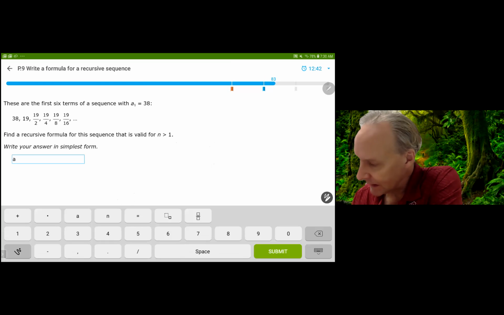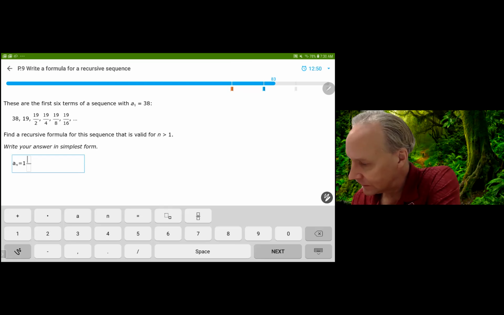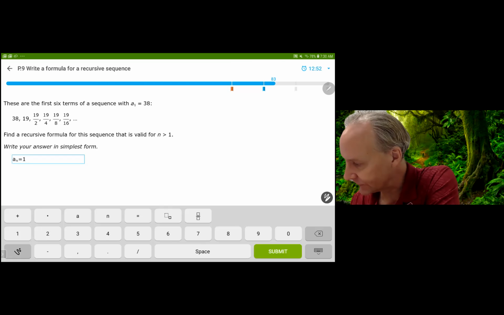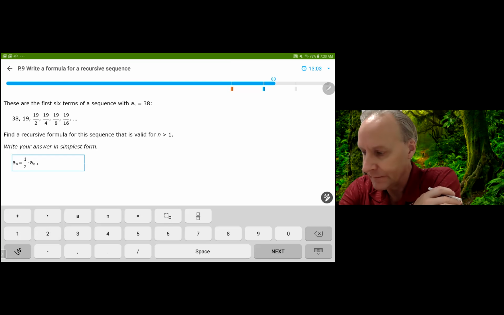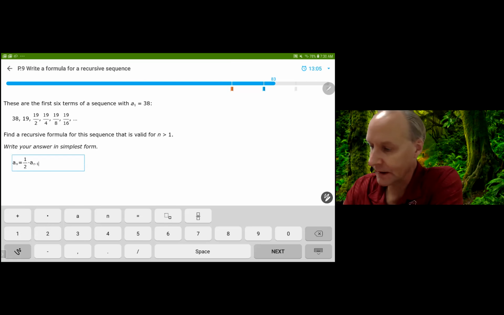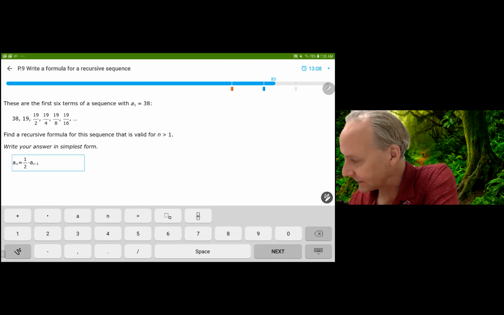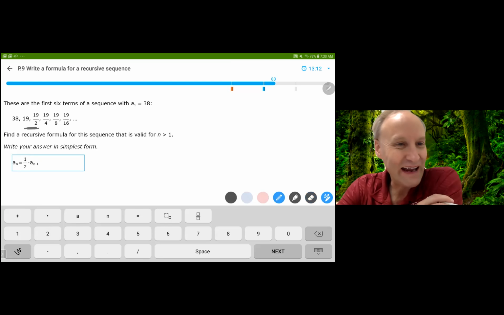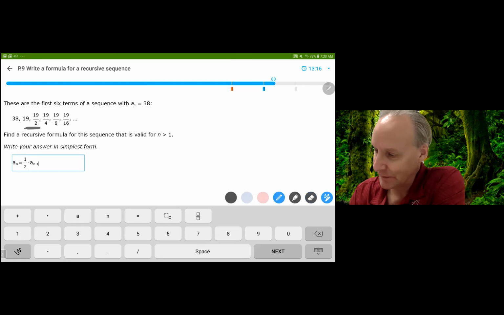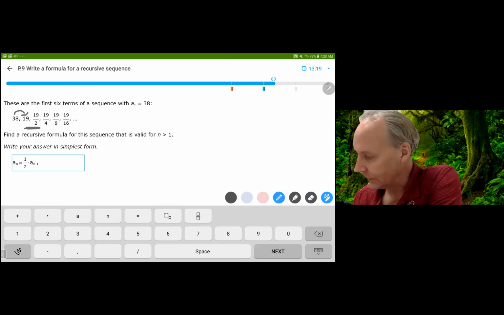So I have a sub n equals, this time we're multiplying by 1/2. Got to do the fraction bar first. 1/2 times a, and we need an n minus 1, don't we? And there it is. We're multiplying by 1/2 each time. And again, this one gives it away, that second pair, doesn't it? I multiplied by 1/2, which is the same as dividing by 2. Anyway, there it is.